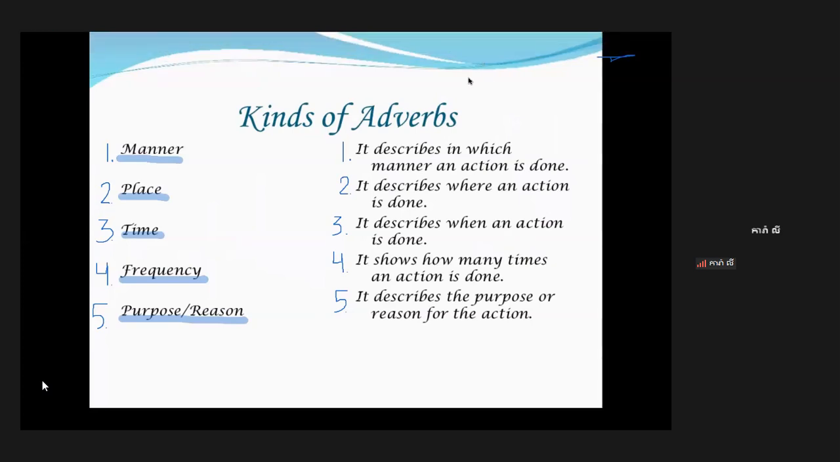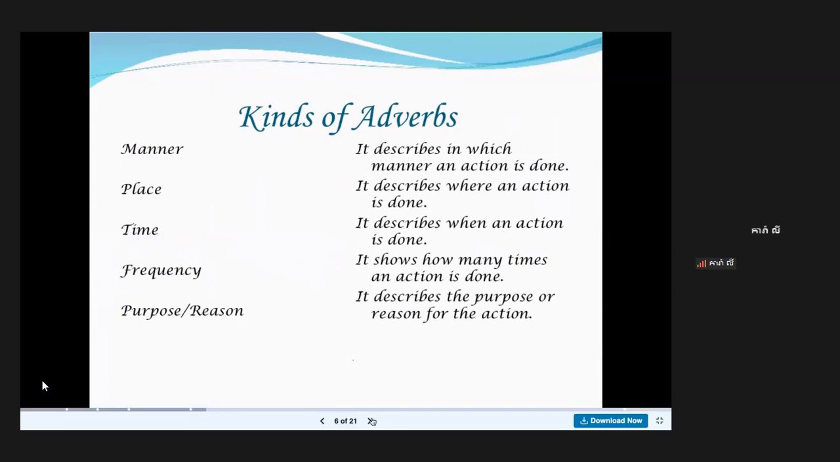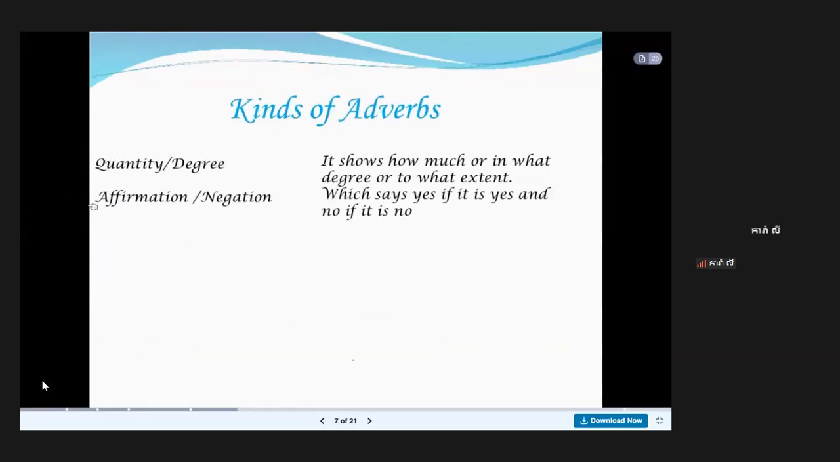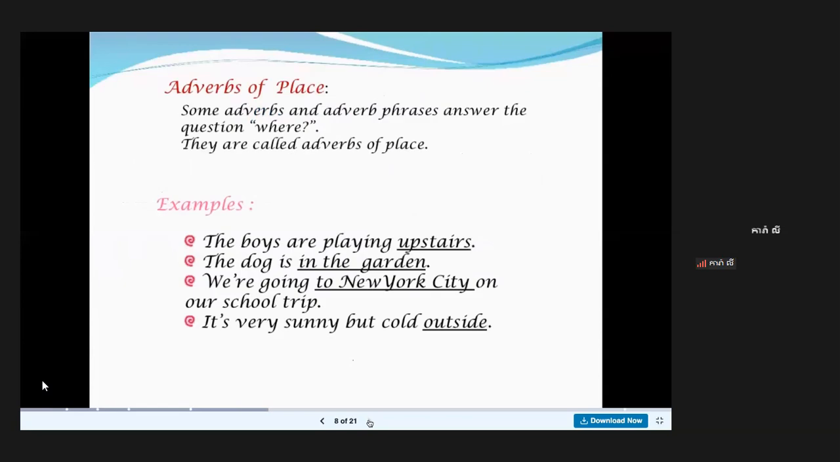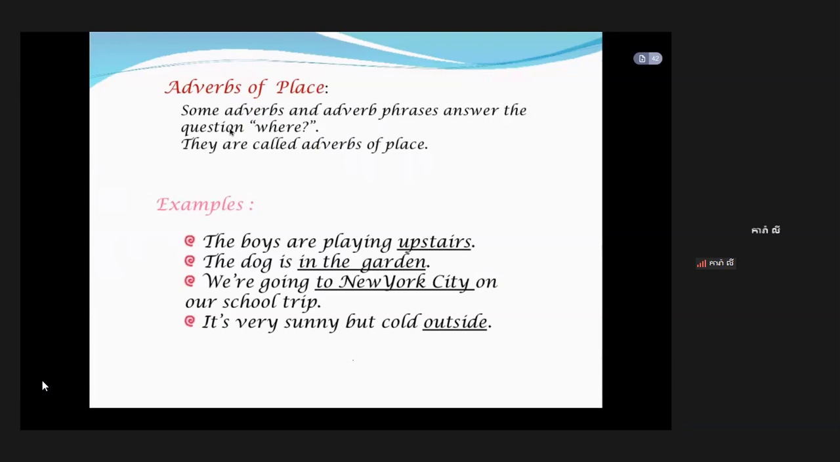Thank you for participating. So now we are going to go into, I need to close this. We're going to skip that. So we're going to go into adverbs of place. Some adverbs and adverb phrases answer the question where.